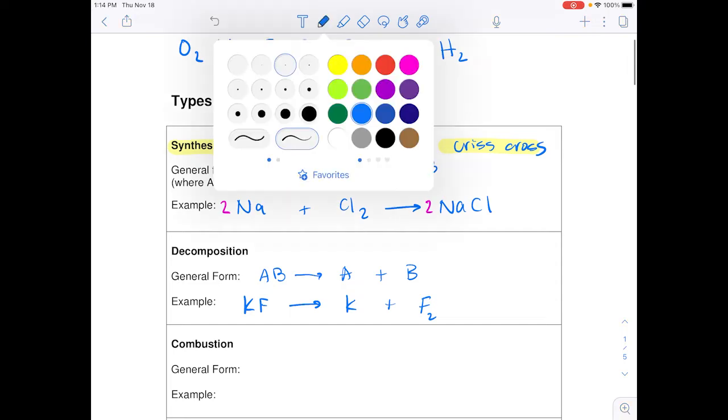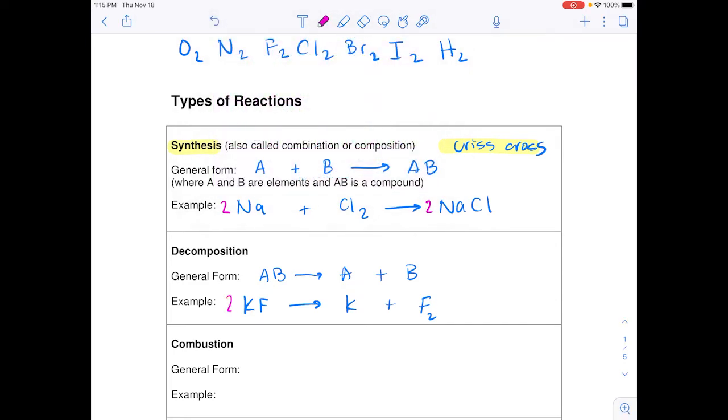Okay, so, balance it too. Let's balance by putting some 2s in there. A 2 here and a 2 there would work to balance this decomposition reaction. Again, it's the opposite of a synthesis reaction. And notice I don't need to crisscross here because I'm not putting two things together. I'm just taking a thing apart. So that's important. You do not need to crisscross there.